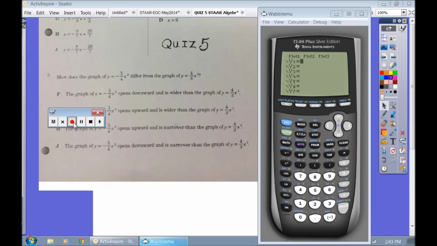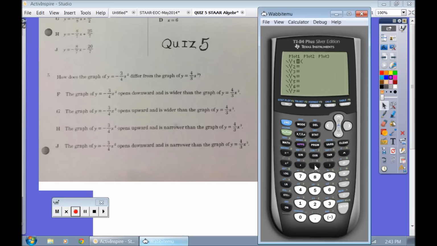All right, the last question, number 5. How does the graph of y equals -3/4 x squared differ from the graph of y equals 4/3 x squared? Well, let's graph them both. We're going to put the first graph in y1, the second graph in y2, and we're going to scroll all the way to the left of the second one and hit enter on that line, and it's going to bold it. That's going to tell me that that's the graph of the second one. So there's the first one.